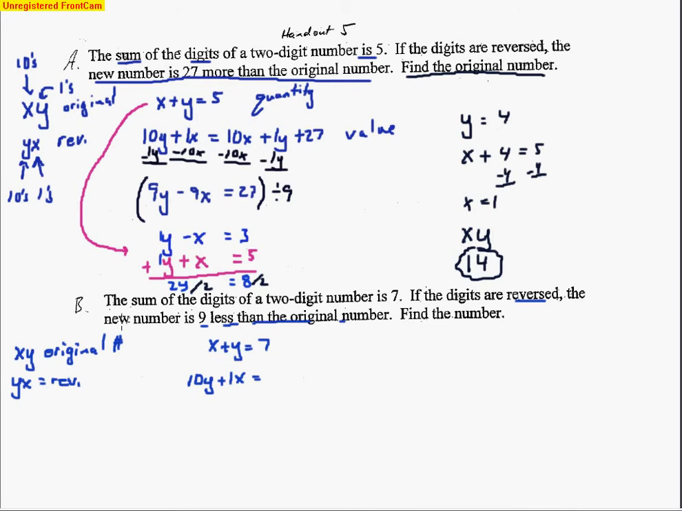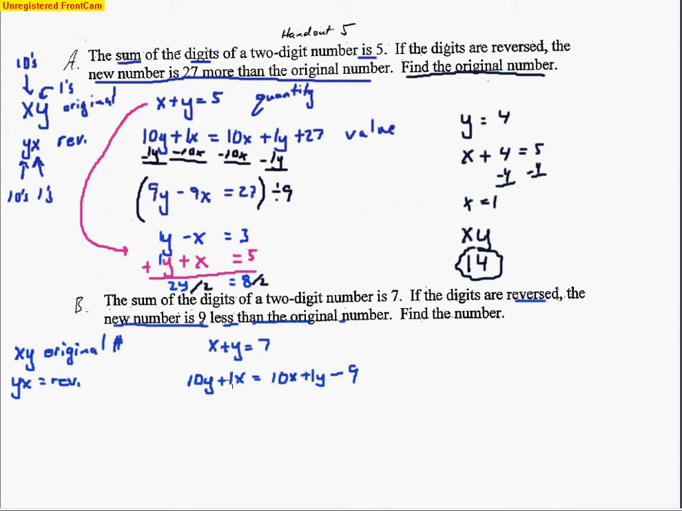And now the new number is 9 less. So this is 9 smaller than the original, 10x plus 1y. So remember, in the original number, x was in the tens, y was in the ones. Again, the new number, this one right here, is 9 smaller than this. So what do I need to do? Well, I need to make sure that I subtract 9 from the original, because it's 9 bigger. See, it says that the new number is 9 less than the original.